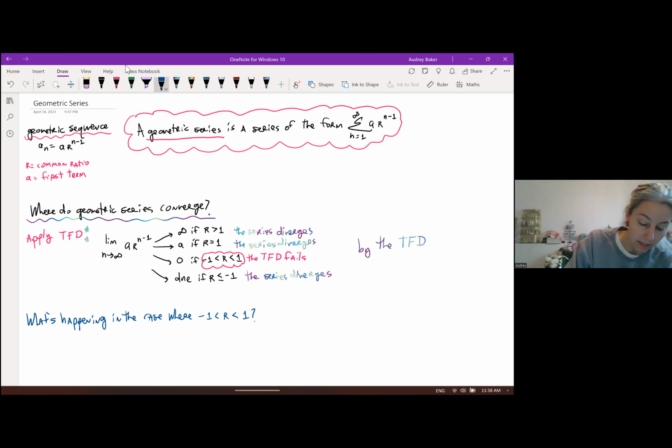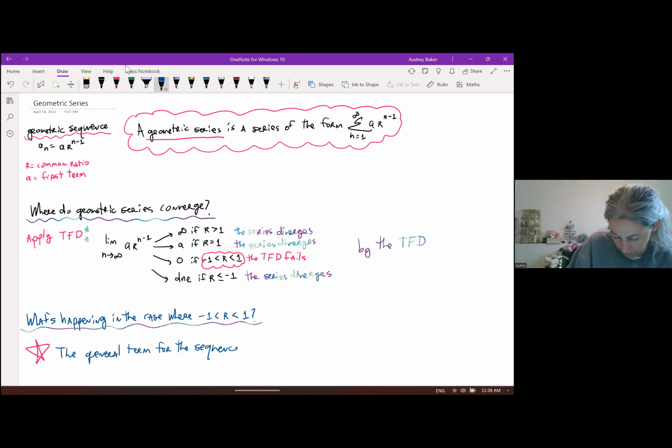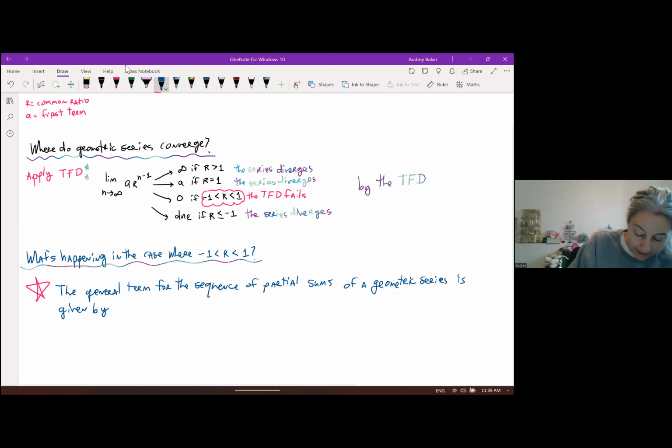So it turns out that the general term for the sequence of partial sums of a geometric series is given by S sub n is equal to a times 1 minus r to the n over 1 minus r.